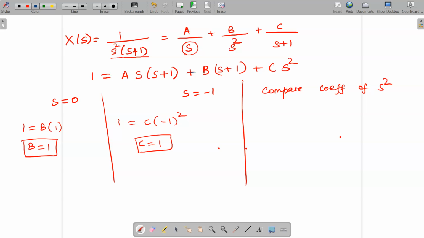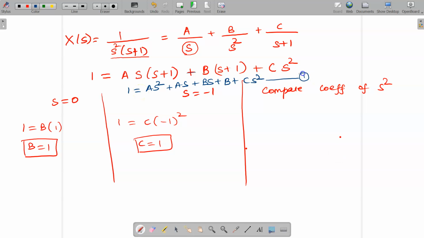Okay, as one more step. So left hand side is 1, right hand side, S into S will be S square. So A S square. Okay, AS into 1 will be AS, plus B into S is BS, plus B, plus C S square, right? So AS into S is S square, AS into 1 is AS. Other terms you write as they are. So now compare the coefficient of S square with this equation.